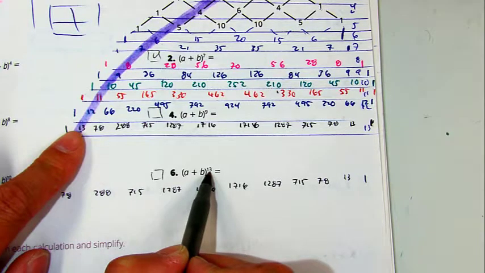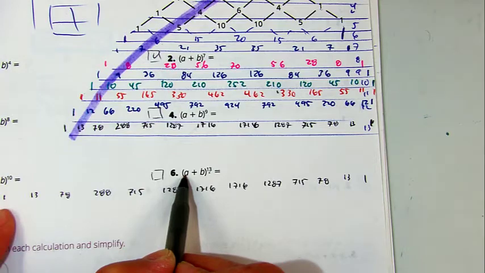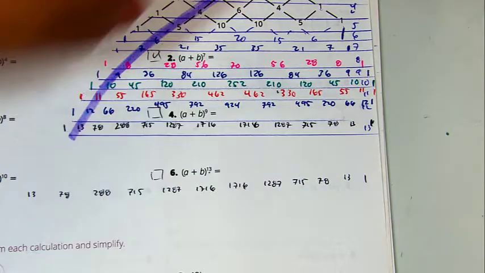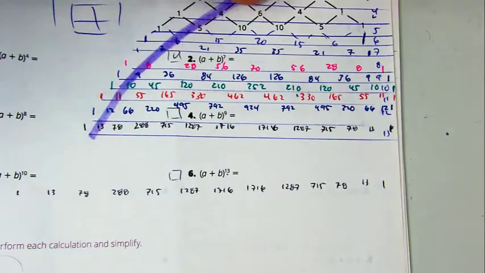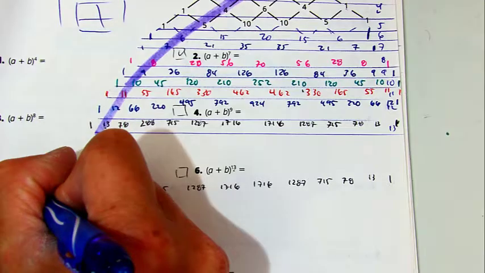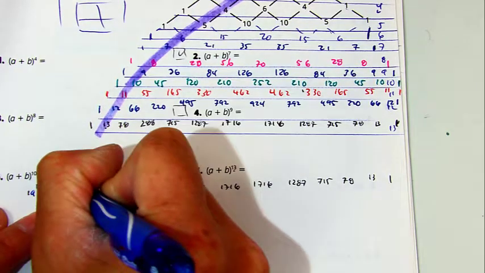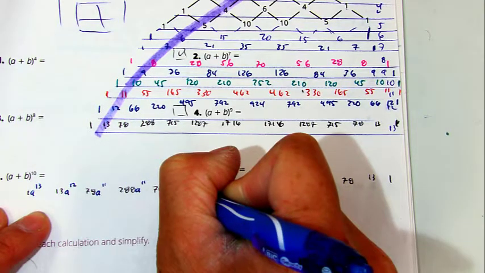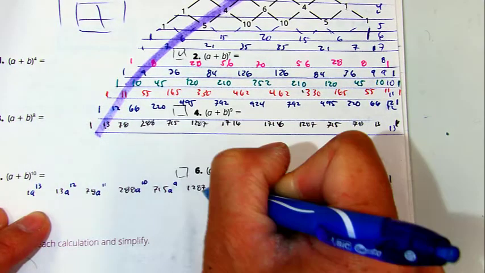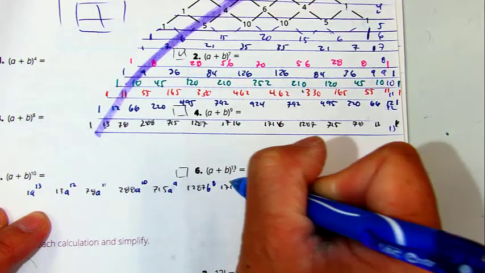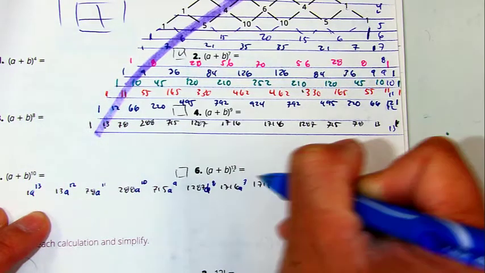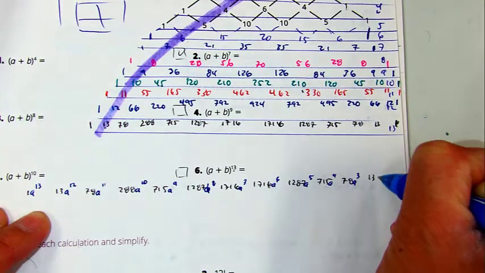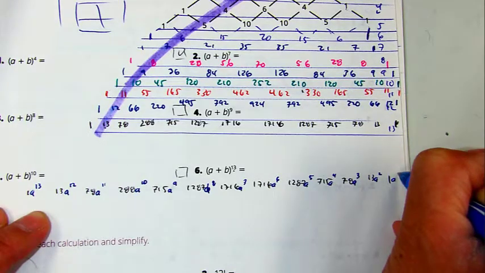The next thing I'm going to do is pick my A letter, and I'm going to start at the 13th power, and I'm going to descend. Everyone say descend. Descend means to go down. A to the 13th, A12, A11, A10, A9, A8, A7, A6, A5, A4, A3, A2, A1.